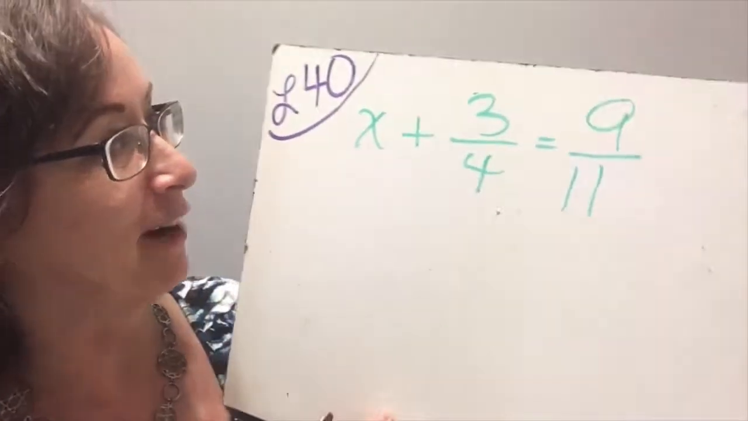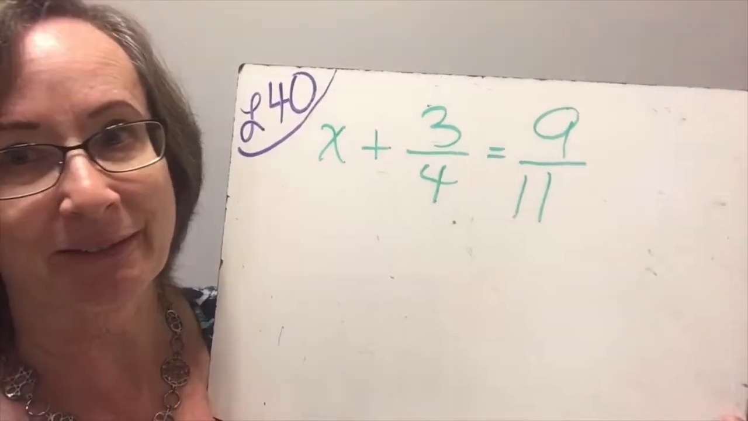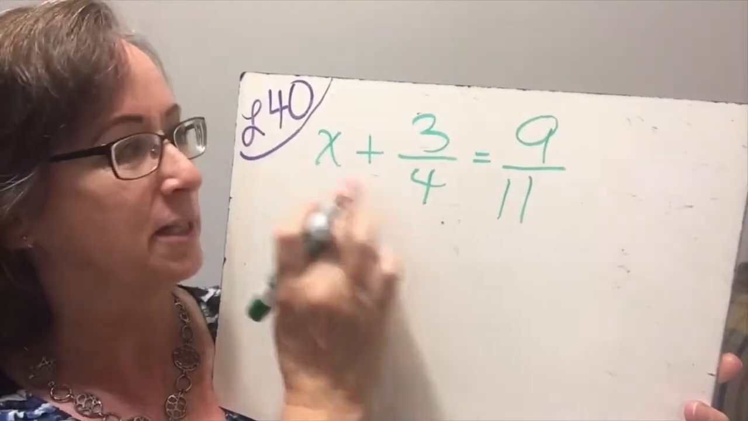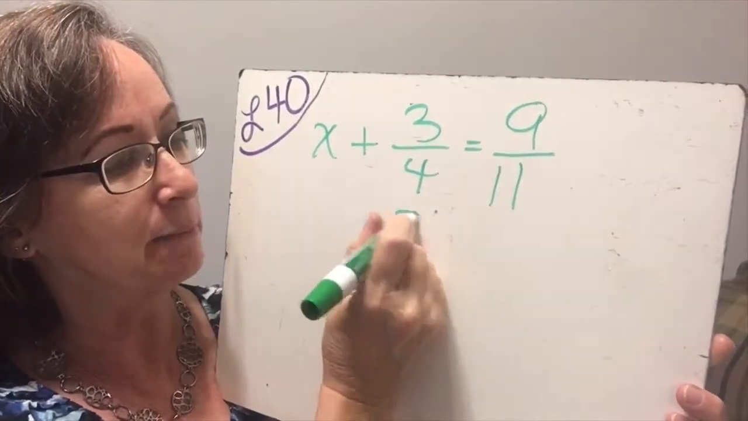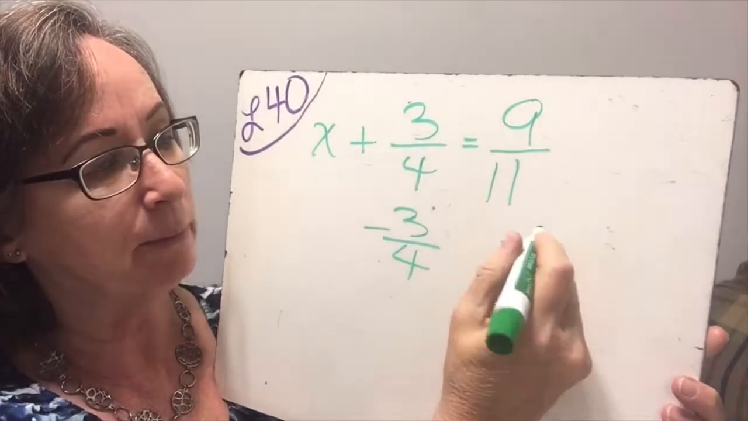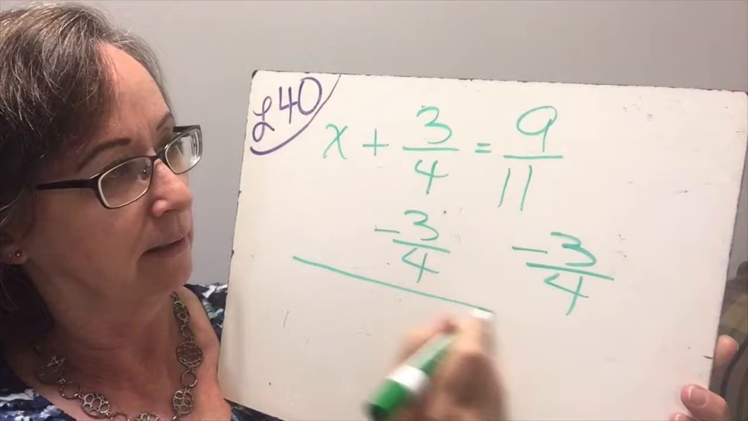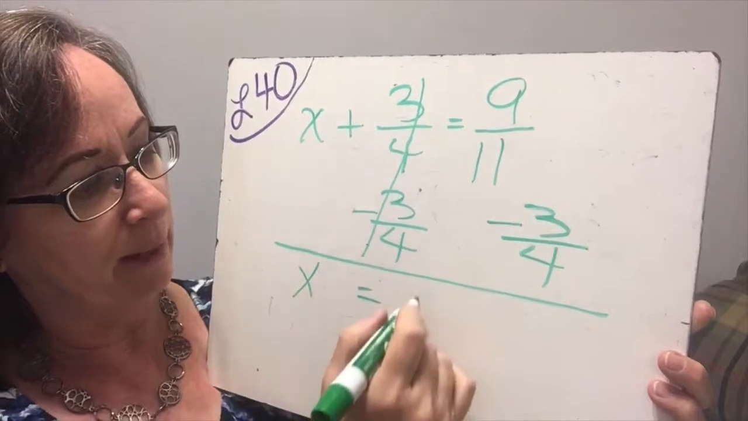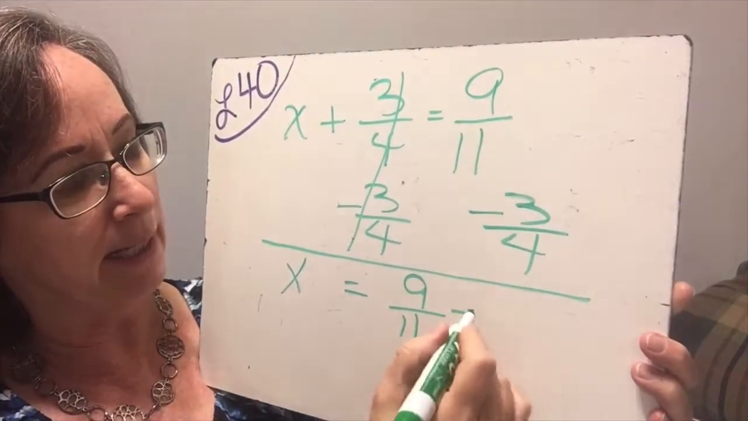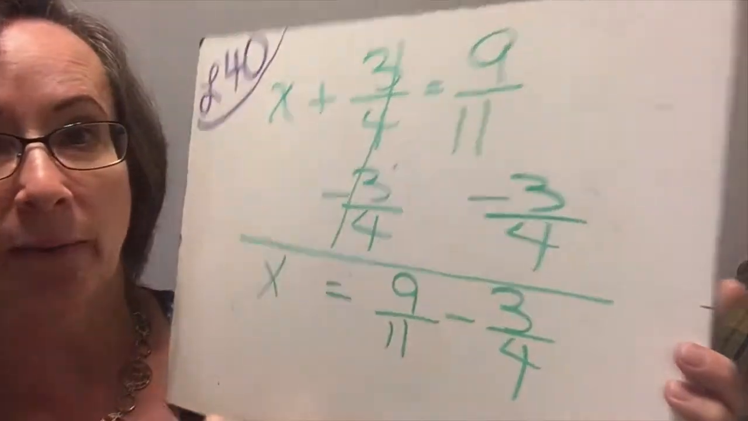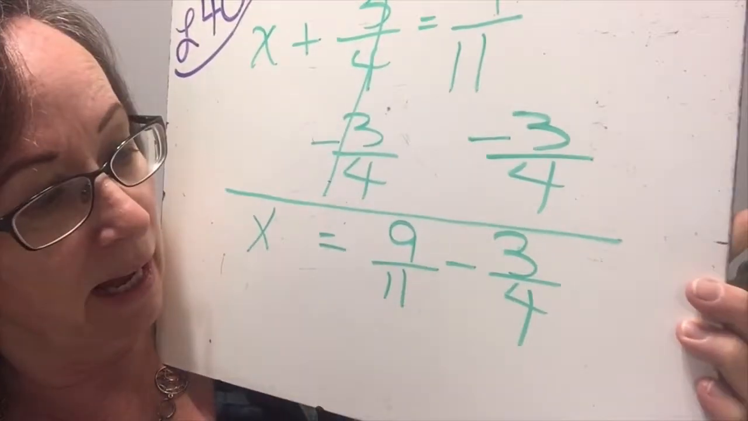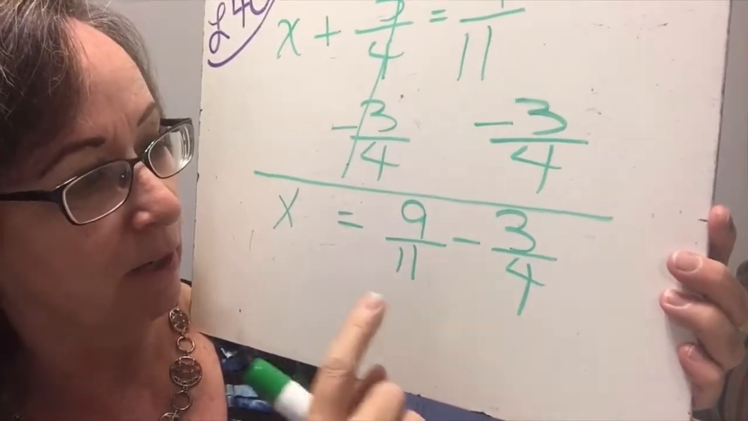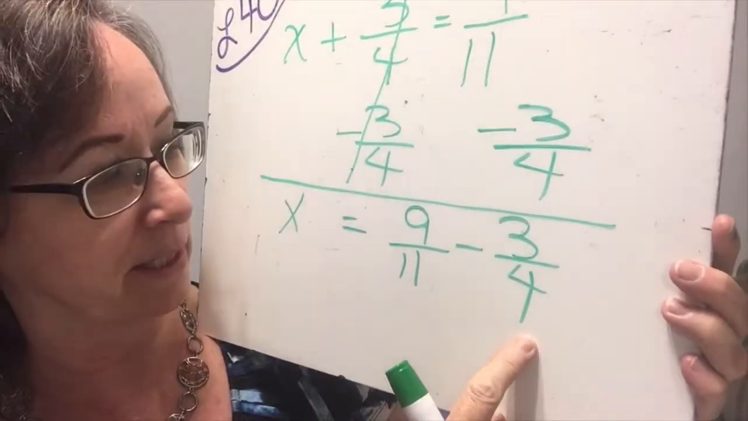Here we have one with some fractions. This is example 3 in our textbook. So now we need to get rid of the 3/4 because we want the x by itself. So we will subtract 3/4, and then over here we will subtract 3/4. Okay, so now we get x equals, because this goes out, 9/11 minus 3/4, and we have a tiny problem. We cannot subtract unlike denominator fractions, right? So we're going to have to change both of these, aren't we? We're going to have to go to 44 for the denominator.